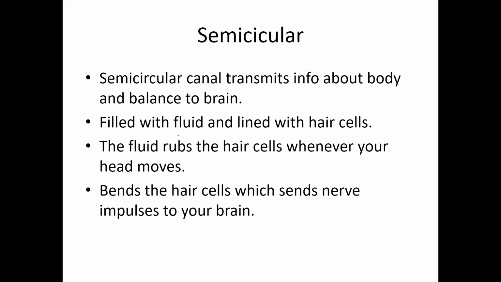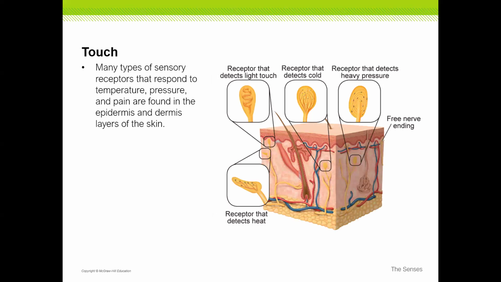Well, these are filled with fluid and lined with hair cells. The fluid rubs against the hair cells whenever your head moves, and then this sends the information to your brain. So when you spin around, you lose your sense of balance. That's because you've activated all of the cells, so you can't actually differentiate them. If you're really drunk, that's because your body doesn't interpret all the signals correctly. And oh my God, I have the spins. That's why.